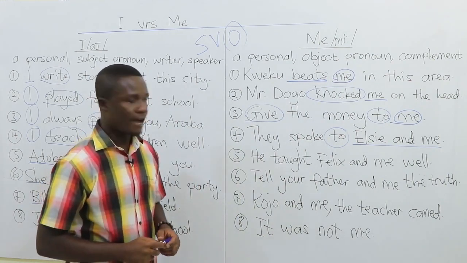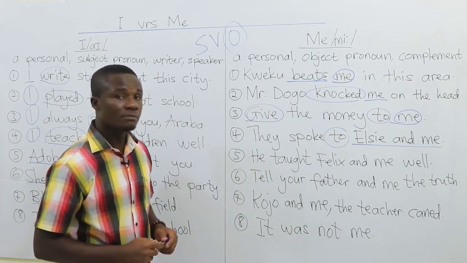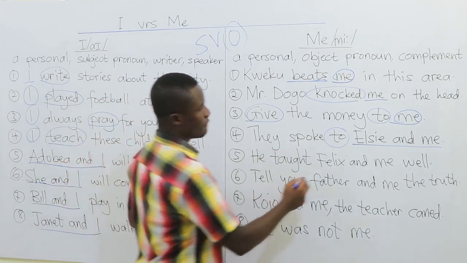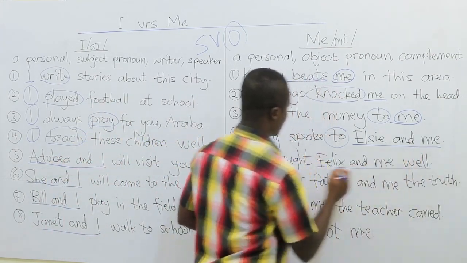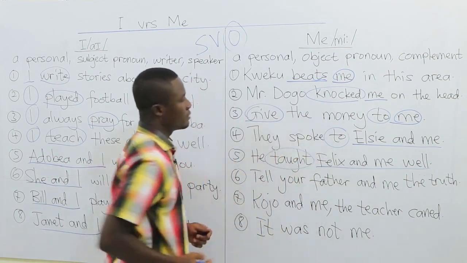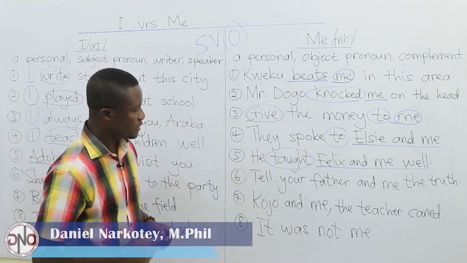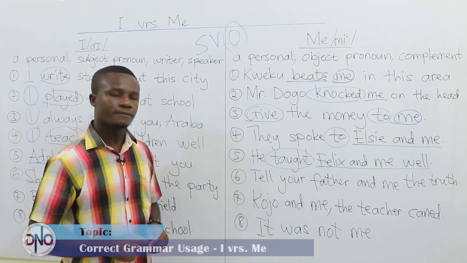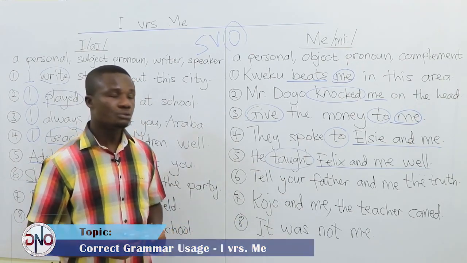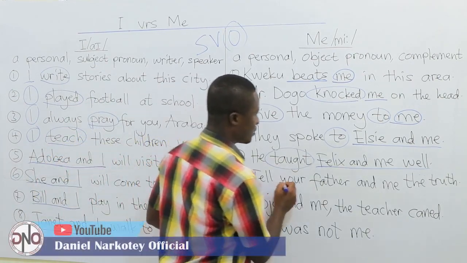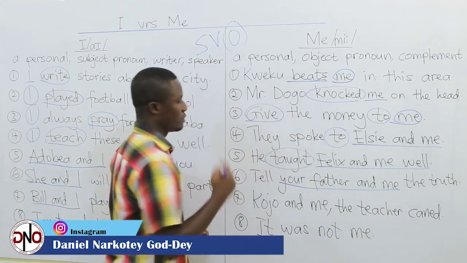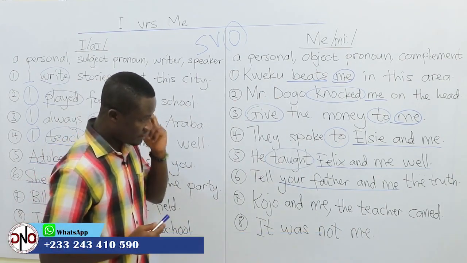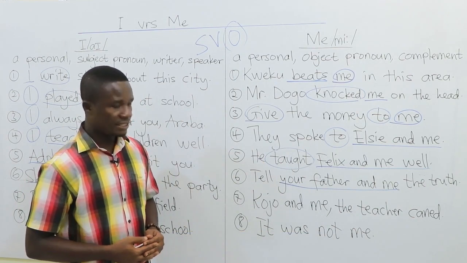Then 5. He taught Felix and me well. He taught Felix and me well. So you have Felix and me being the object of the verb taught. Then 6. Tell your father and me the truth. Tell your father and me the truth. So you have your father and me here being the object of what? The verb tell.